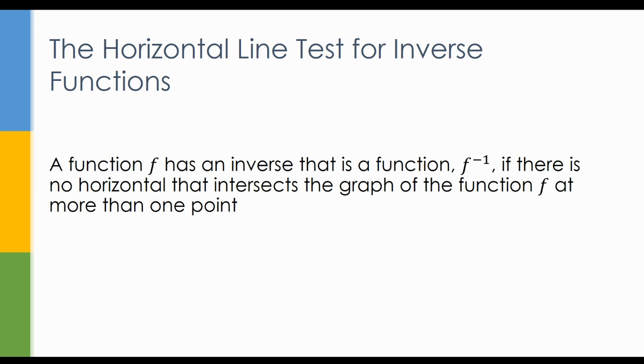So a function f has an inverse, the function f inverse, if there is no horizontal line that intersects the graph of the function f at more than one point.